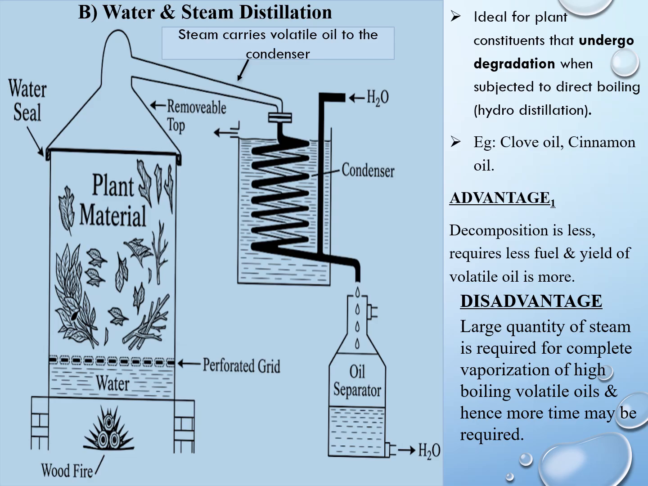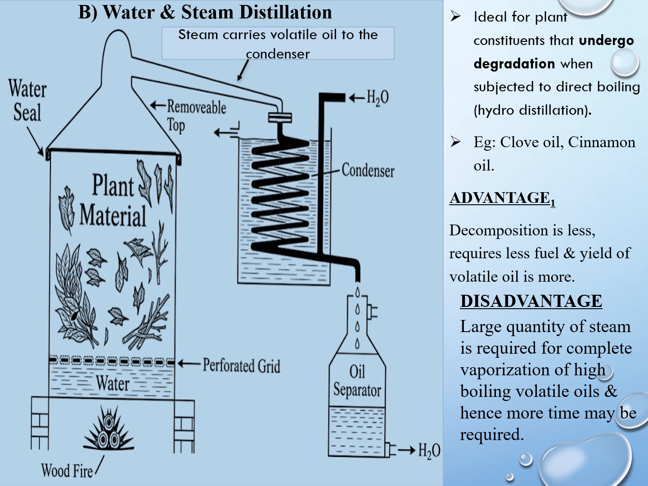Examples of some volatile oils separated by these methods are clove oil and cinnamon oil. Now coming to the process, in water distillation, we have seen that the drug is completely immersed in water. That is why more degradation of active constituents takes place.